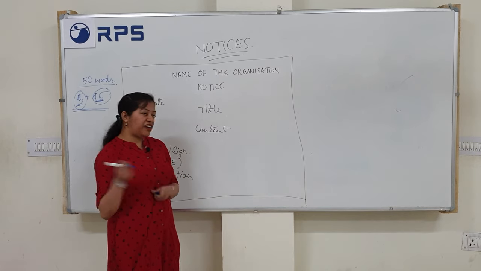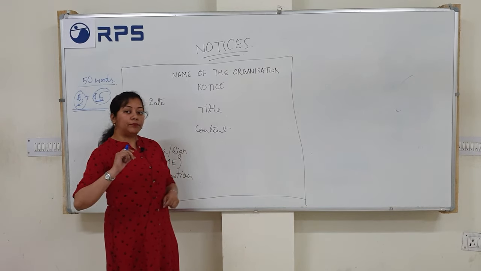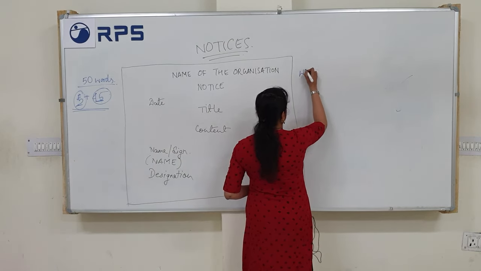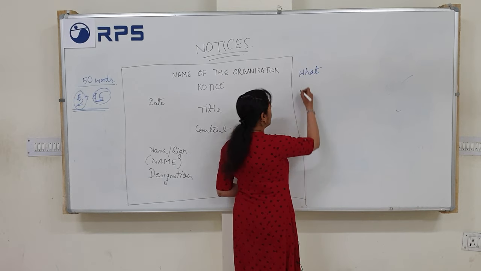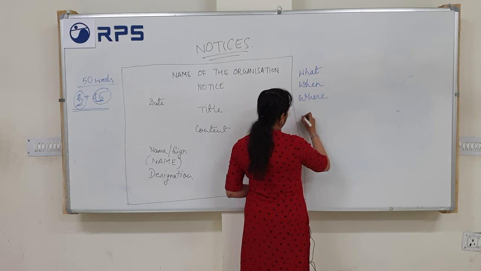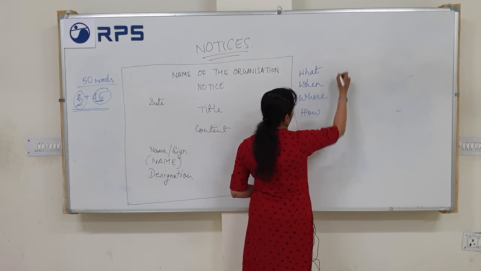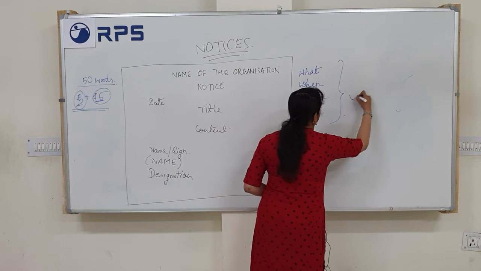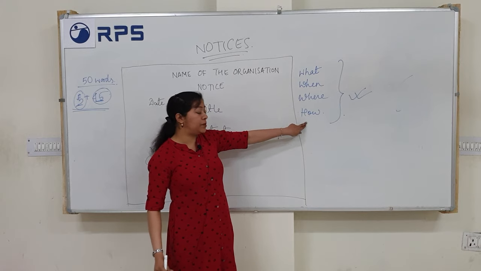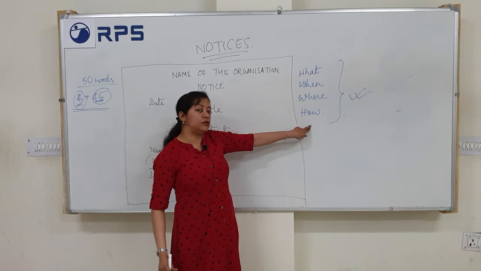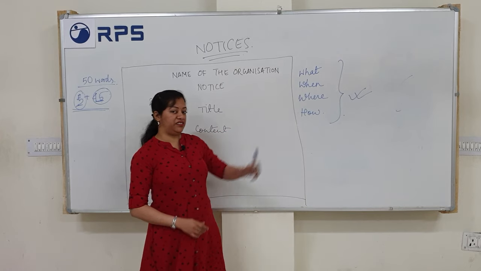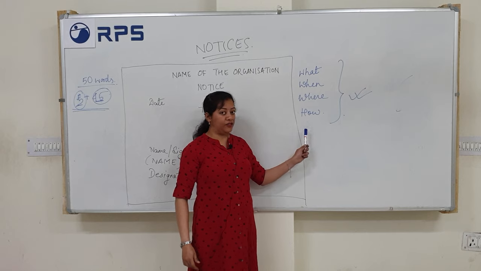So we say it, we have to fulfill the W's of your notice. And what are these W? They are what, when, where, and in some cases how. These are the W's that are going to be fulfilled in your notice. If you do not address them, it means your notice is incomplete. Understood?